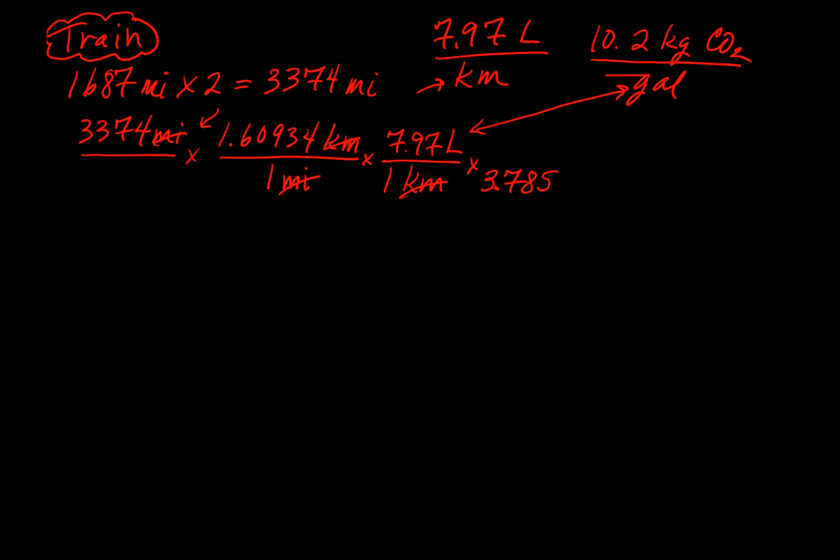So 3.78541 liters in 1 gallon. So you can cancel now the liter units and you have gallons, and now you can use this number which is a density. Whenever you go from volume to mass or mass to volume, you're going to use density, an important review concept here. So 10.2 kilograms of CO2 are emitted for every gallon of diesel fuel burned by this train. So now you have kilograms of CO2. I'm going to continue the calculation on the next line.